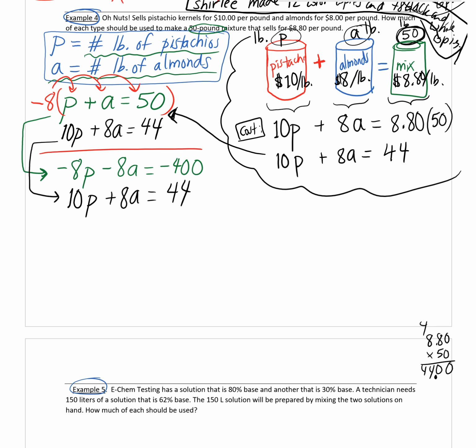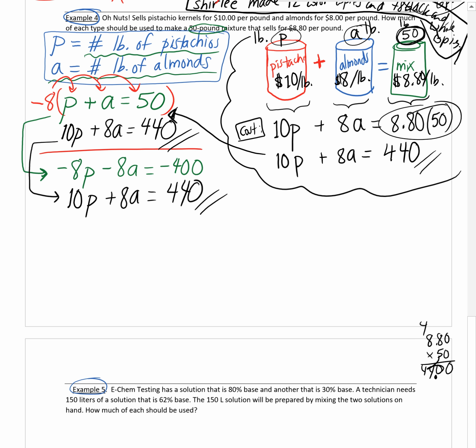Oh, you know what I think I realized? Oh my gosh, I multiplied these guys wrong. These guys over here, 880 times 50, that's not 44, that's 440. I'm sorry, you guys. So this should be a 440 right here and here. I'm sorry about that.